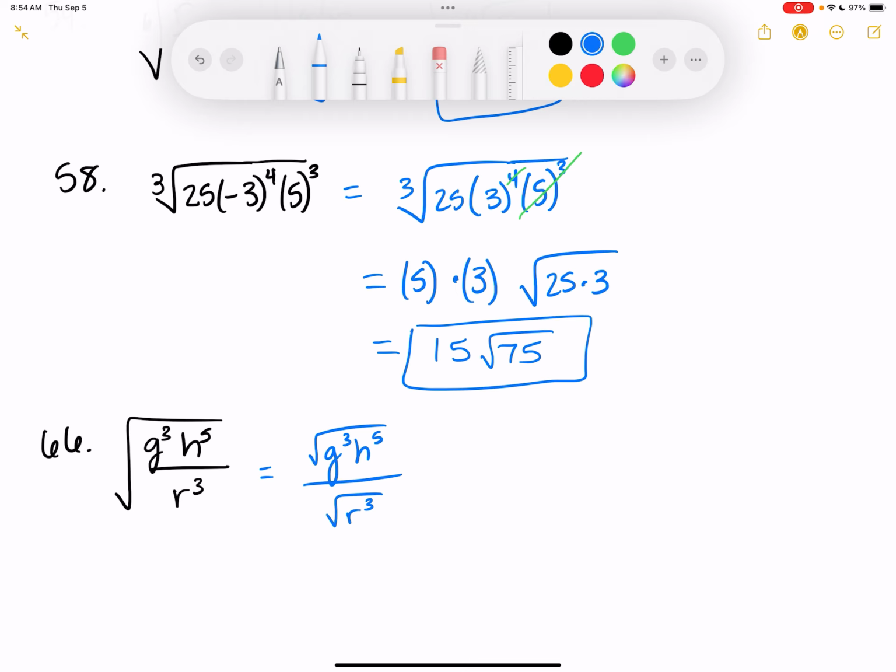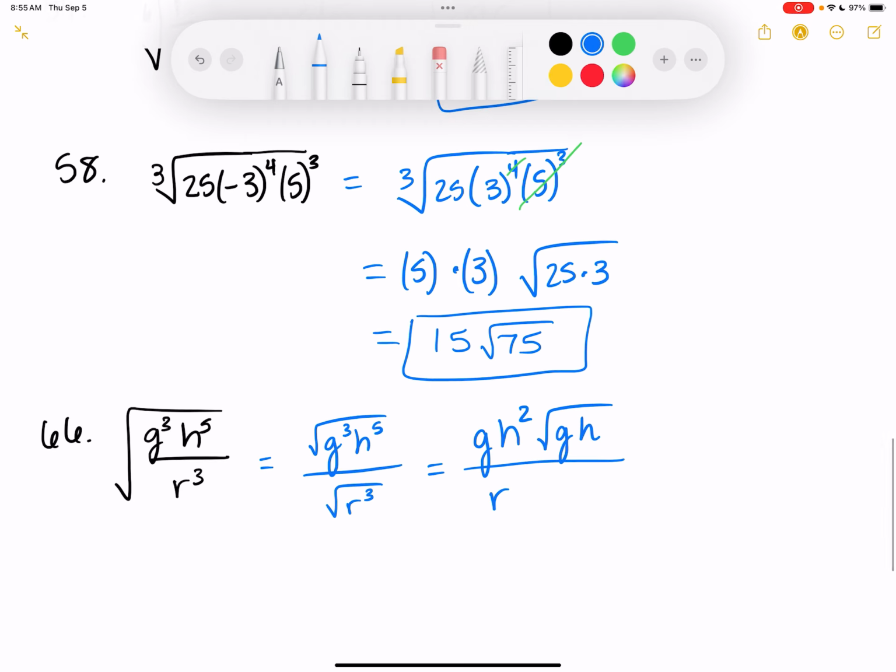So what am I taking out on top? A g. What else? 2 h's. H squared. Yep, h squared. And what does that leave me with inside? g. And then h. Yep. And on the bottom, what do I take out? r. Am I left with anything inside? r. Yep, I'm left with a square root of r.